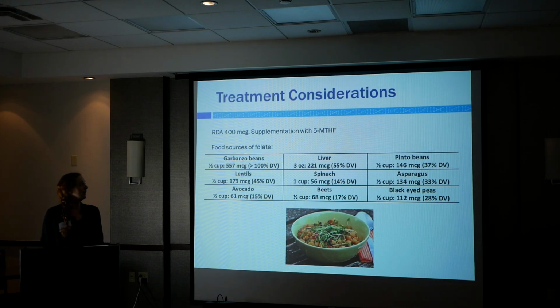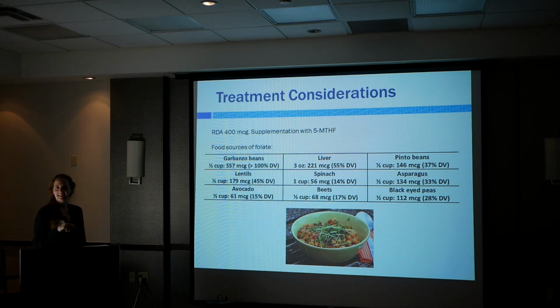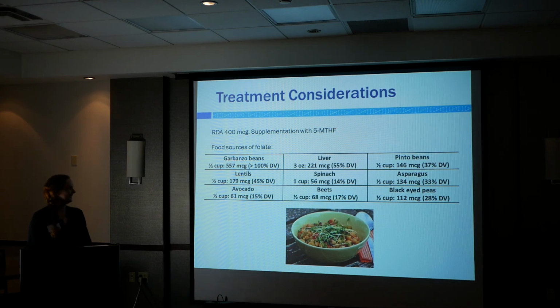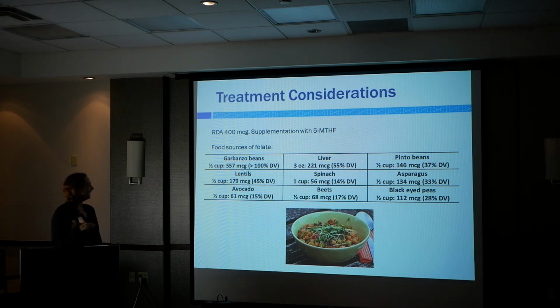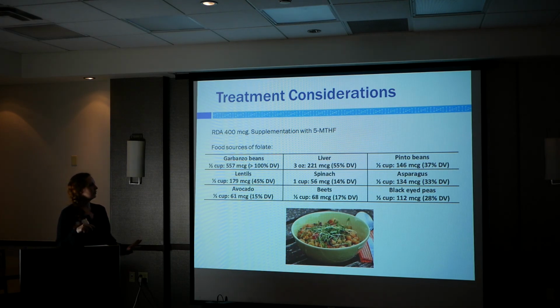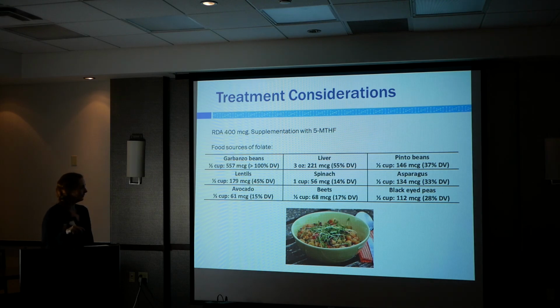So what are some foods high in methylated folate, like folate that's already ready to go and doesn't need this enzyme to convert it into that substrate that's used to recycle homocysteine? I didn't know this. Did you guys know this? Garbanzo beans are actually really high in folate, which is great because we had hummus today and that was planned, right, Kate? Yeah. Lentils, avocados, beets, spinach, liver again, pinto beans, asparagus, and black-eyed peas.